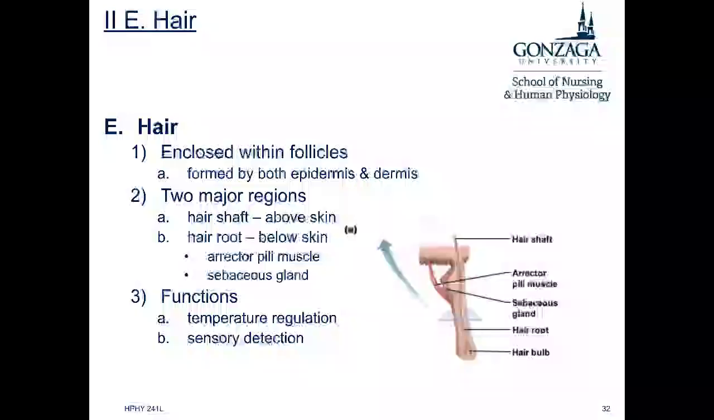In addition to the root, this area here, you also have a couple other structures. You have this muscle that is called the erector pili, and it is responsible for the hairs either laying down more flat or standing more straight up. And you also have some glands, sebaceous glands, that secrete a substance called sebum into the shaft here, which provides nourishment to the skin and the hair.